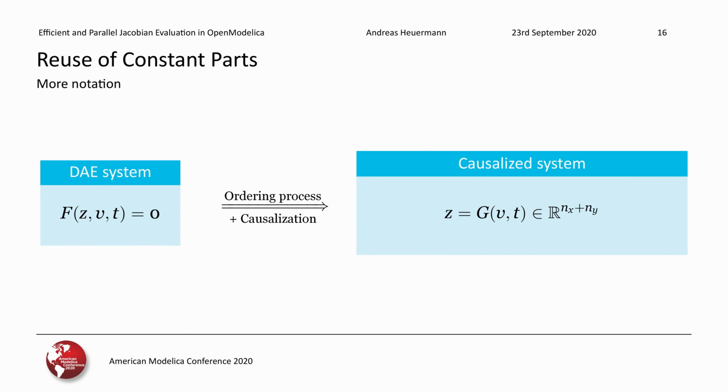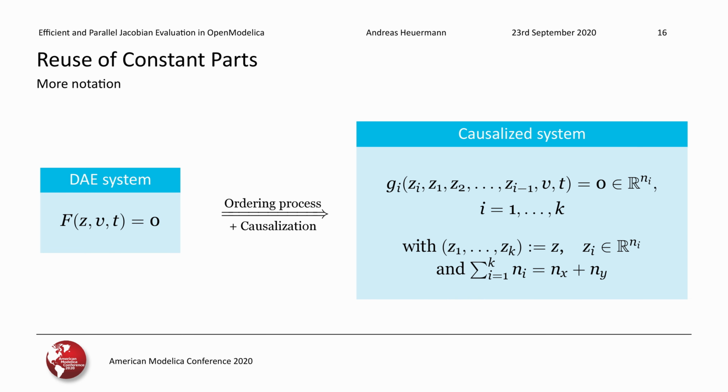But until yet we have only looked at models without any loops, pretty boring. So we need a bit more notation to continue. When we apply matching and sorting on our DAE system F, we get the causalized system G. Here nx is the number of potential states and ny is the number of algebraic variables. Rewriting the causalized system G again gives k implicit systems of equations small gi. Those can be simple equations or whole algebraic loops, and each gi is utilizing previous computed values of z to compute new values for z.